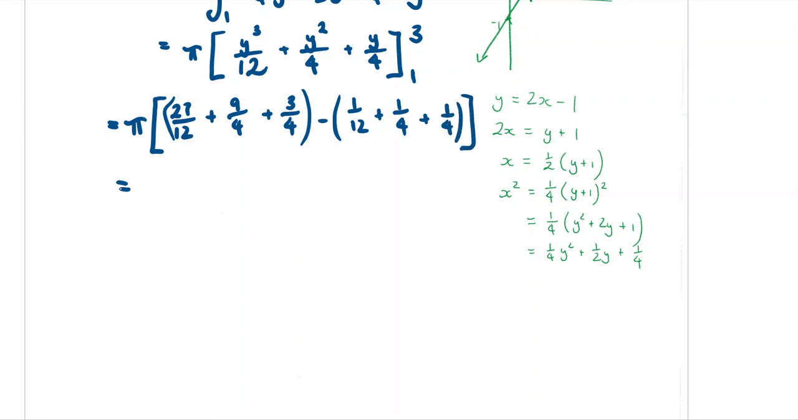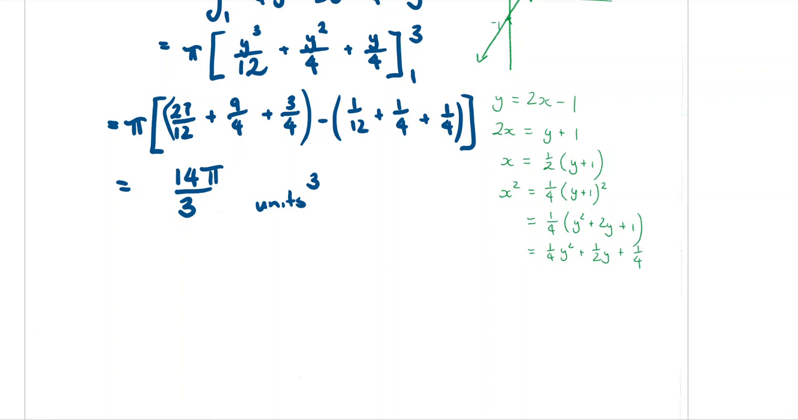Grab your calculator out and you type all of that in, and the number part of all of that comes out to be 14 over 3, and then we just multiply our pi into that, and it would be units cubed because it's volume.